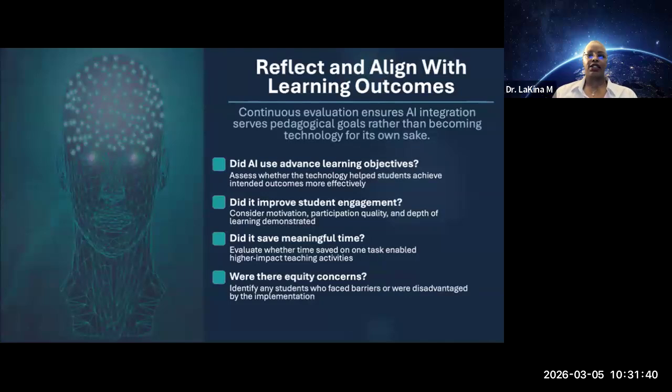Technology for its own sake is noise. After using AI in a course, ask yourself, did it improve the learning outcomes? Did it enhance engagement? Did it save meaningful time that allowed for higher impact interactions? Were there unintended equity concerns? If the answer is no, then refine or abandon the tool. Human-centered AI requires continuous reflection. Based on these reflections, refine your approach, abandon tools that don't serve learning, and scale practices that demonstrate clear benefits. We remain the decision makers throughout this whole process.